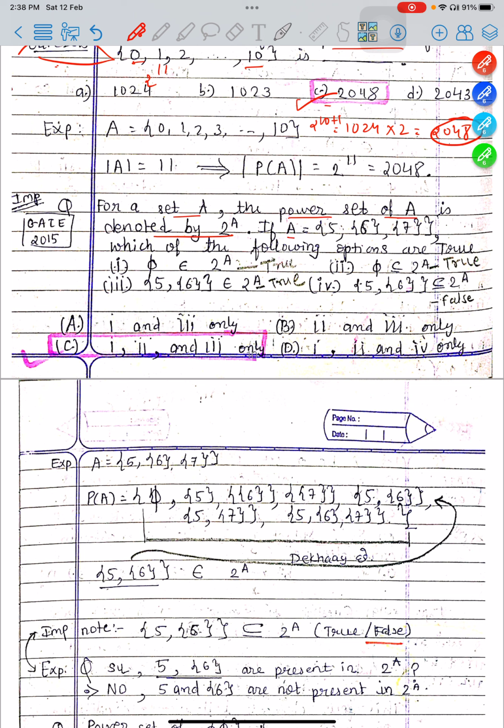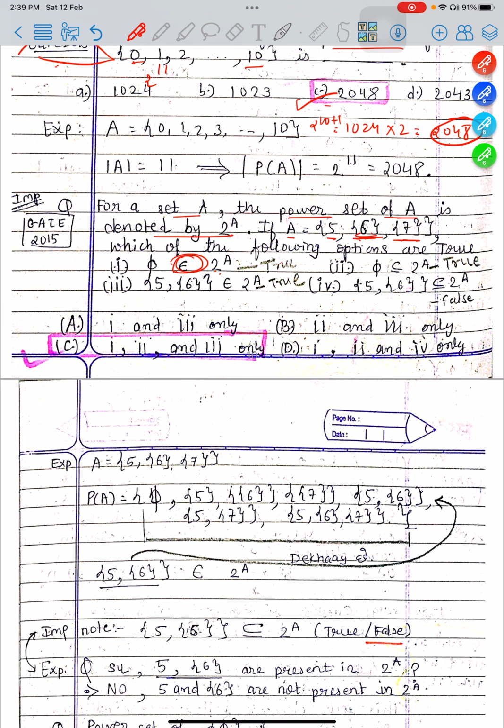If A is equal to {∅, {∅}, {{∅}}}, instead of the bracketed form we can also write set notation. Which of the following options are true? Like, ∅ belongs to 2 raised to A. It is visible, so it is true, because in the power set we can see ∅ with open eyes. By visible I mean you can just see it.